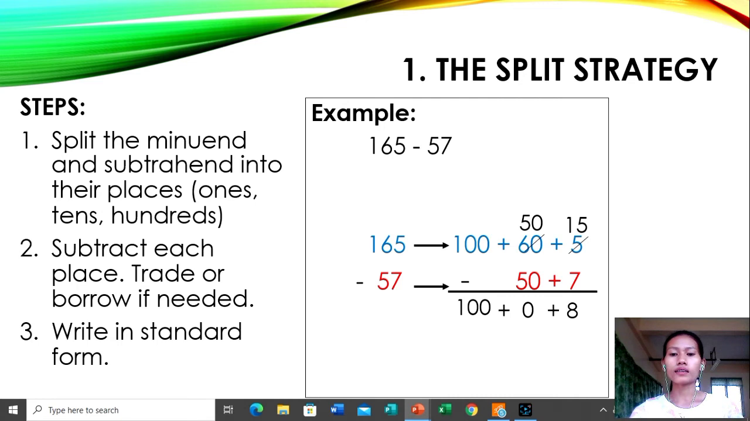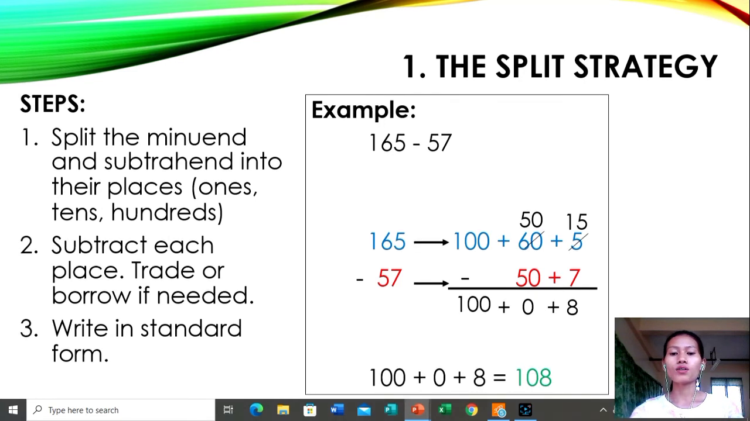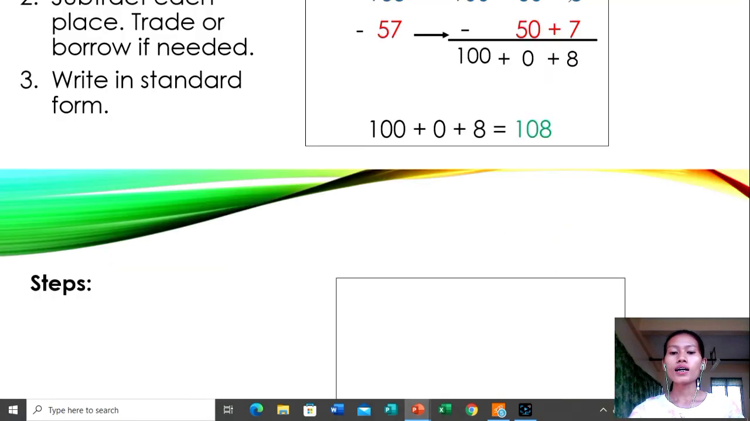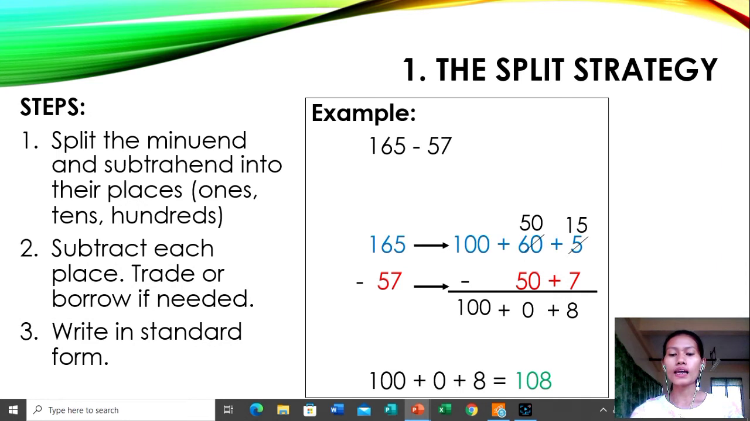And then, add po natin yung mga results. We have 100 plus 0 plus 8 is equal to 108. So, yun na po yung difference ng 165 and 57 using the split strategy.